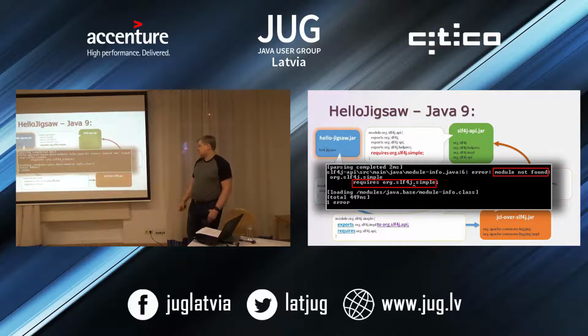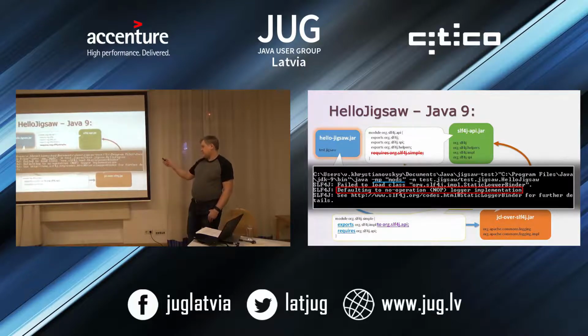Simply because we cannot compile modules when one module requires another, which requires the first one. So this is a cyclic reference. If I remove this line, the program will even run, but the problem is that it defaults to the no-op logger implementation, which means that it cannot see SLF4J simple at all. So in Java 9 it's unsolvable.